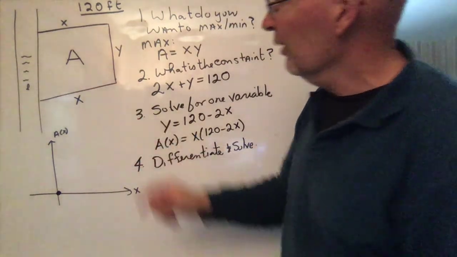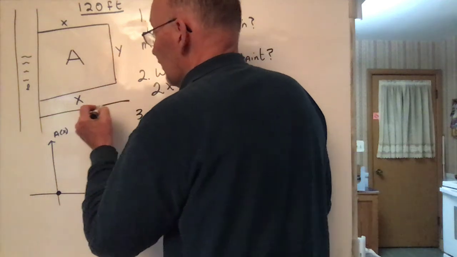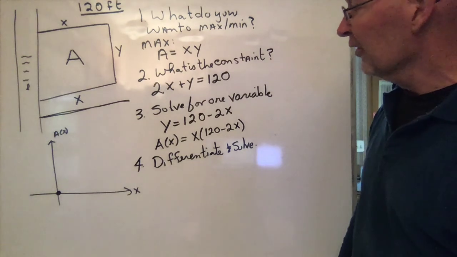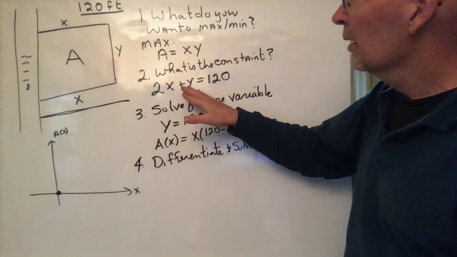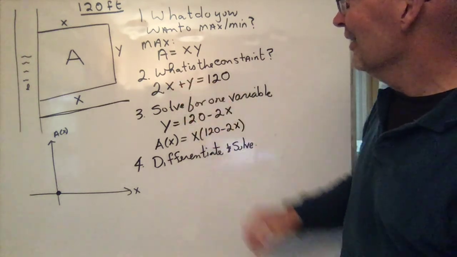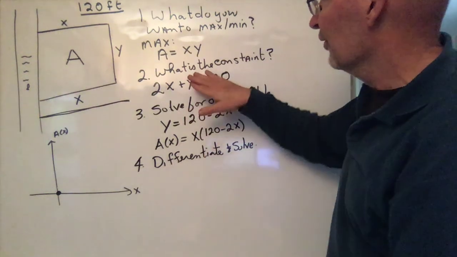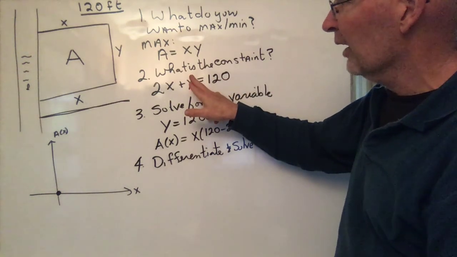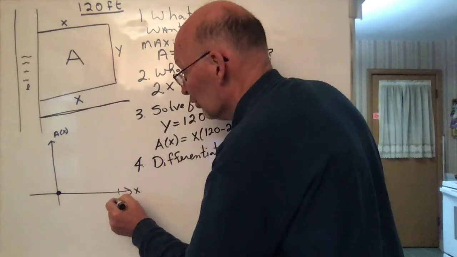On the other hand, what's the other way to get 0 area? If you were to take that fence and go 60 this way, and then turn it right back on itself and get 60 that way, that would also use up all the fence with 0 area. And notice that's what happens if y is equal to 0. Then 2x is equal to 120, so x would be 60. So that's the other extreme. So those are your two extremes.